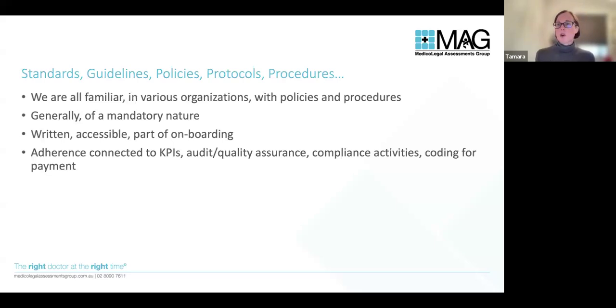And they tend to be part of onboarding, and they're attached to our adherence to our key performance indicators, useful for audit and quality assurance sort of processes and compliance activities, and also a key point for their development in the medical system is being able to bill Medicare and funds for payment.